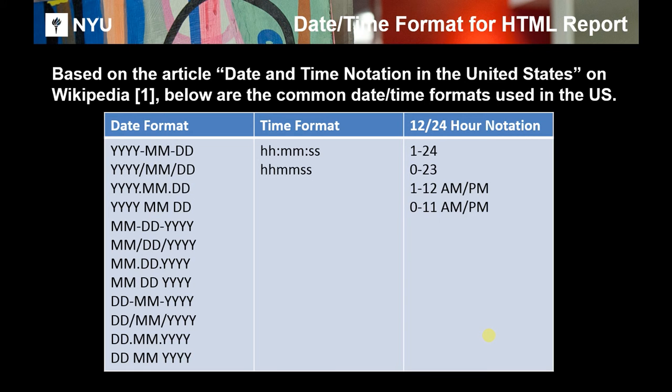The year can go first, followed by the month and the day. The month can go first, followed by the day and the year. And the day can go first, followed by the month and the year. The second column is the common time format that we use in the US. Like we use a colon to separate the hour, the minute, and the second, and sometimes we don't use anything at all, just hour, minute, and second next to each other. The last column is a 12-hour or 24-hour notation.